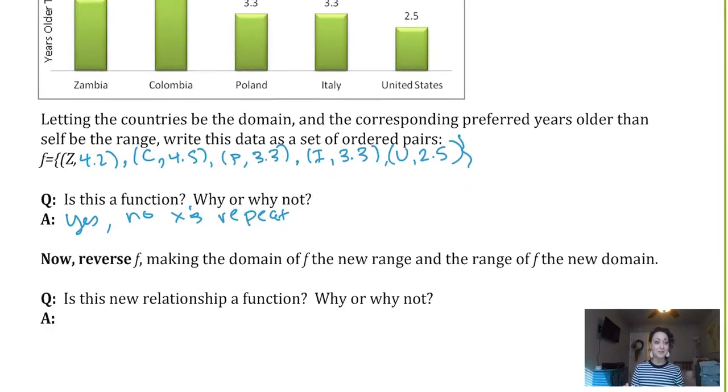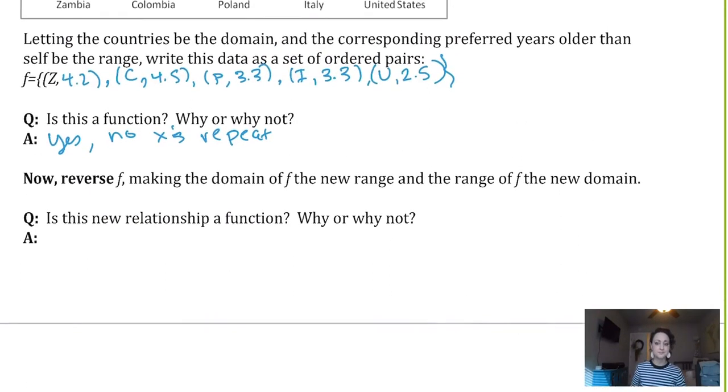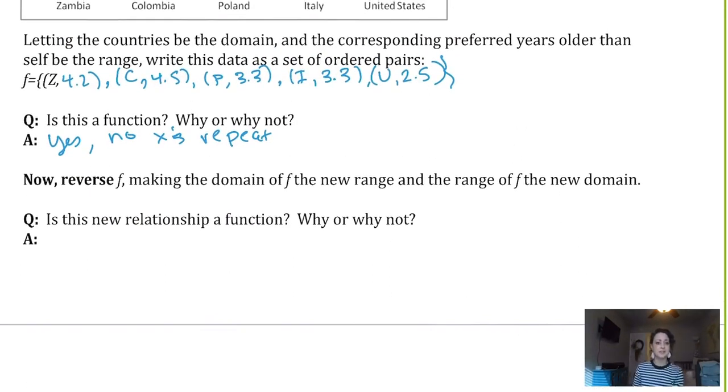However, if we reverse f, making the domain of f the new range and the range of f the new domain, then would this new relationship be a function? It wouldn't, right? We would have a problem right there. If I switch x and y, I would have 3.3 comma P and 3.3 comma I. So now I don't have a function anymore, right? Because 3.3, is it going to P or is it going to I? This is a problem, okay?